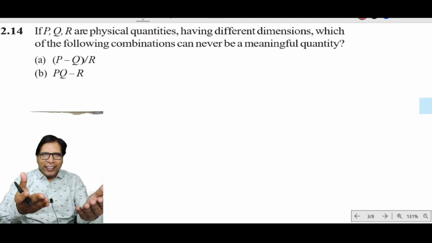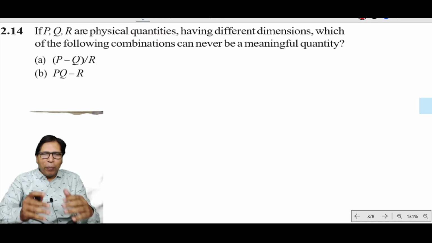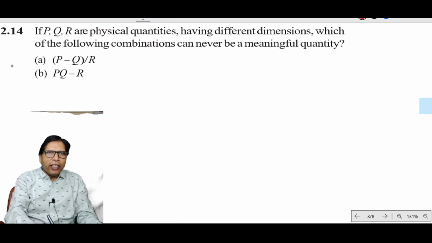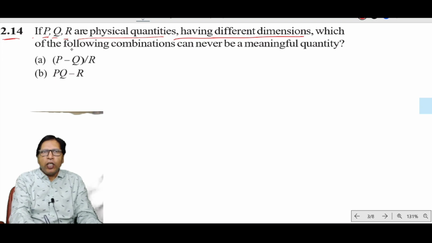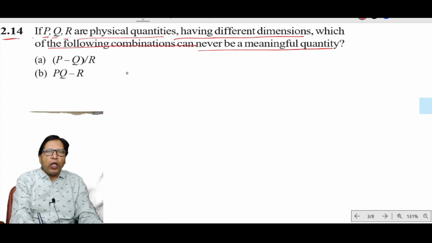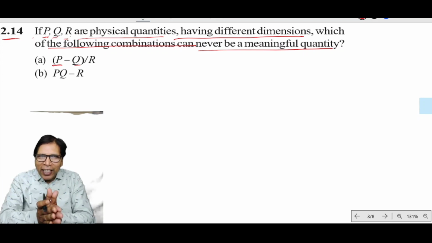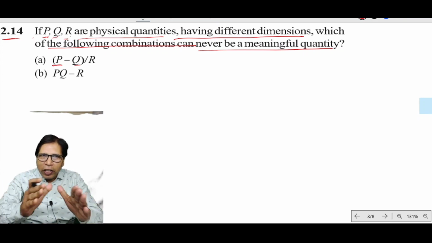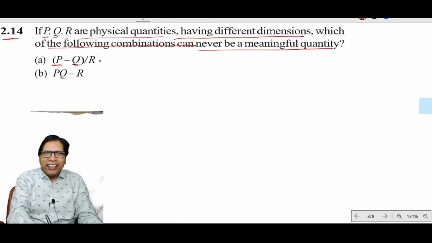Now look at this, an important numerical of NCERT exemplar, question number 2.14. If P, Q, R are physical quantities having different dimensions, so look at this, P and Q and R are three different physical quantities. Which of the following combinations can never be a meaningful quantity? Look at this, P minus Q by R. We know two different physical quantities cannot be added or subtracted. So look at this, this is wrong.